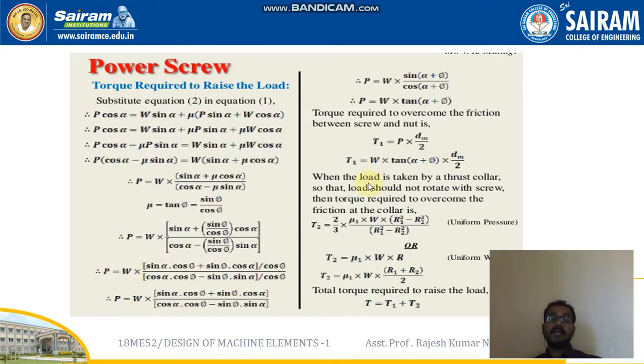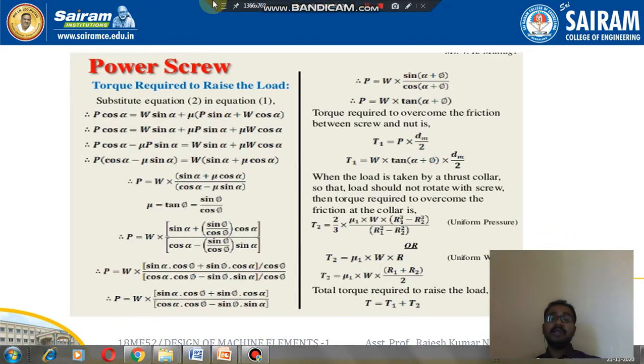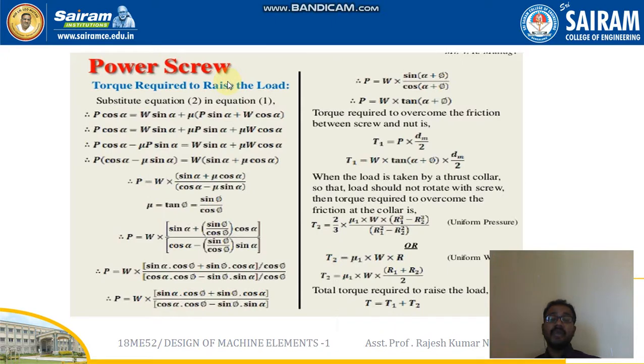When the load is taken by a thrust collar, so that the load does not rotate with the screw, then the torque required to overcome the friction at the collar is T2 equal to 2 by 3 into mu1 into W into R1 cube minus R2 cube divided by R1 square minus R2 square. This is the formula we are supposed to use for the uniform pressure condition. When we solve a problem, they clearly mention whether it is a uniform wear condition or a uniform pressure condition. In case it is a uniform wear condition, the formula is very simple. That is T2 equal to mu1 into W into R.